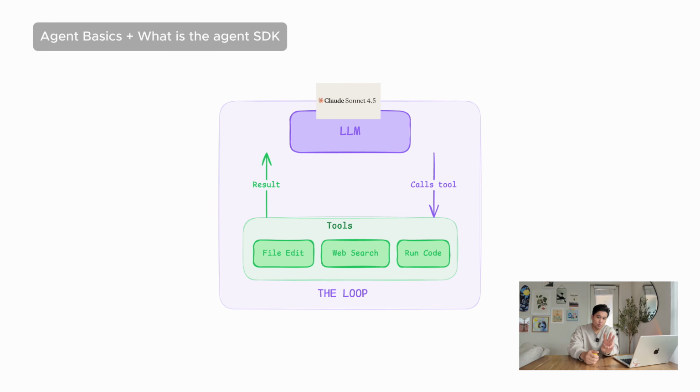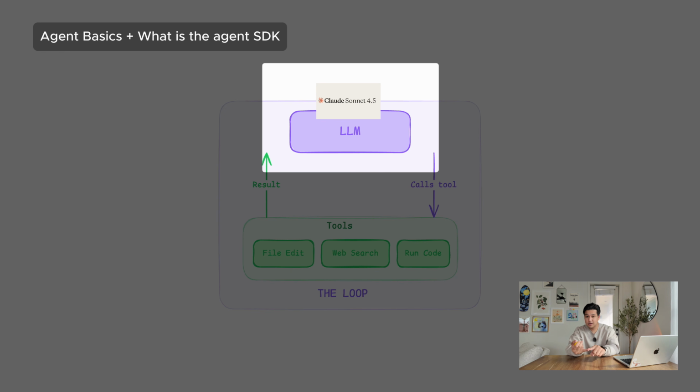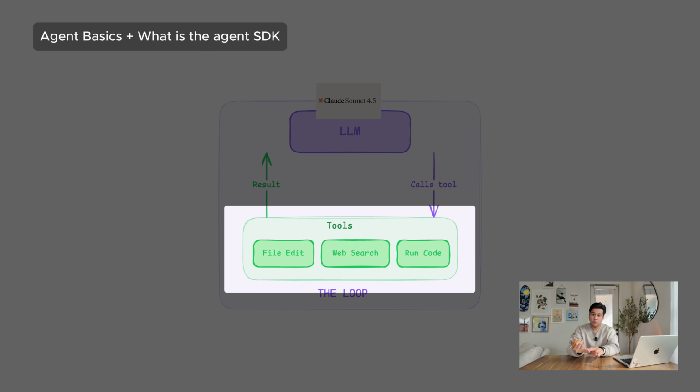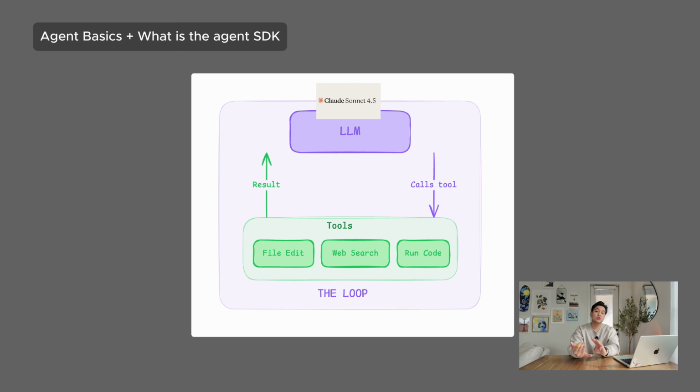If you've heard the word agent before and you're not totally sure what that means, it's actually a lot simpler than it sounds. An agent is really just 3 things: an LLM like Claude Sonnet or GPT, a set of tools which the LLM can then control, and a loop where the agent basically goes through this loop, executes tools, and keeps going until it feels like it completed the task. At the core, that is basically what an agent is.